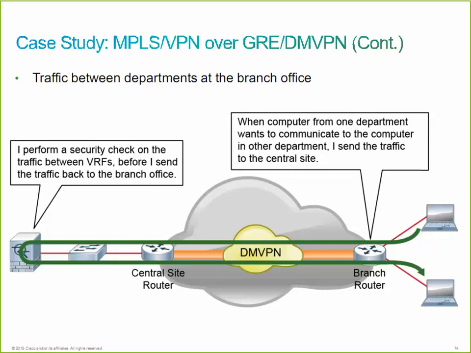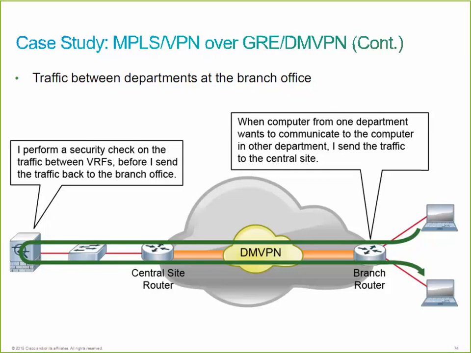All right? So what do we get from this? Well, the traffic's isolated between the departments. Configuration reduction at the central site because we're using a DMVPN with a multipoint GRE interface. The zero-touch deployment for the branch offices, and our centrally managed security policy. All right?